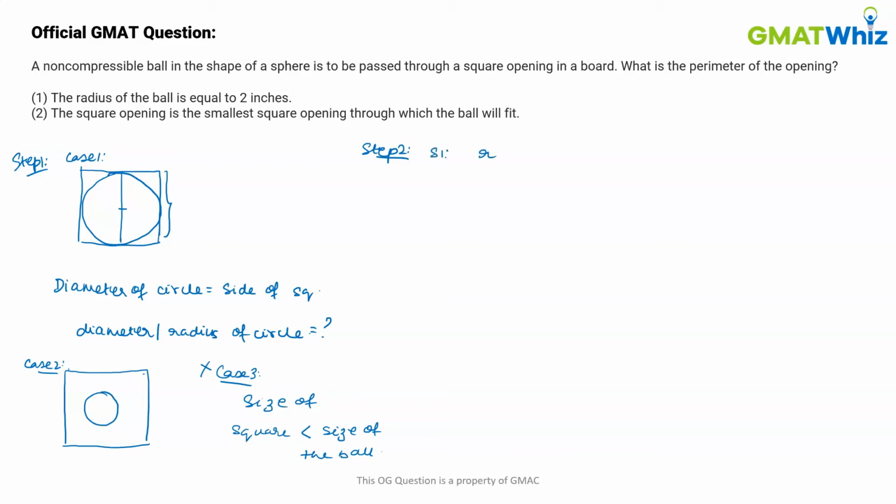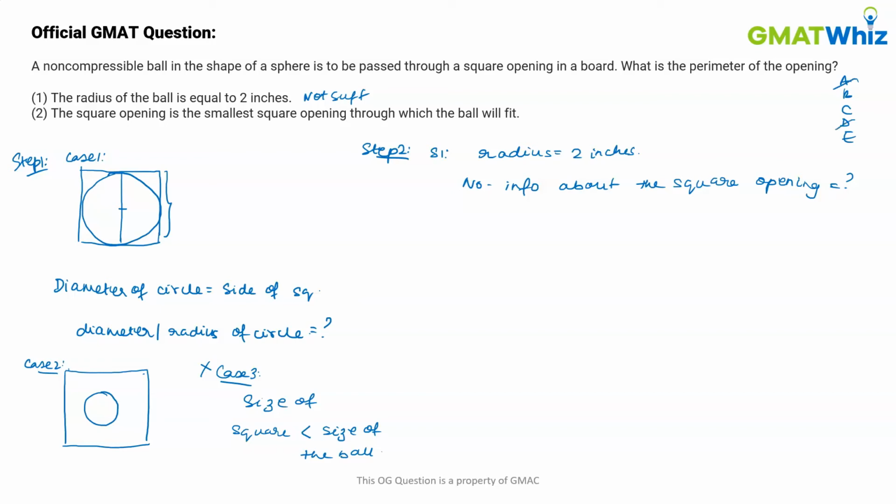According to the statement, the radius of the ball is equal to 2 inches. But here we don't know about the square opening. So there is no information about the square opening, and hence it is not possible for us to conclude if the ball will pass through the square opening or not. So statement 1 is not sufficient, and out of the given options we eliminate options A and D.